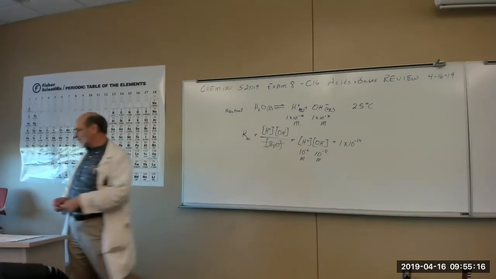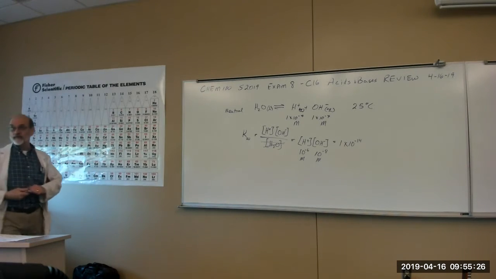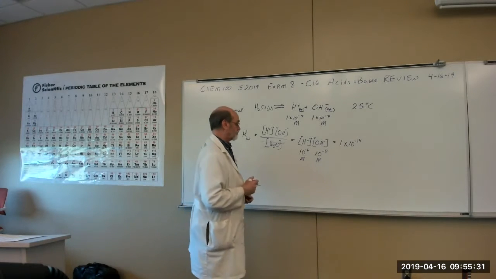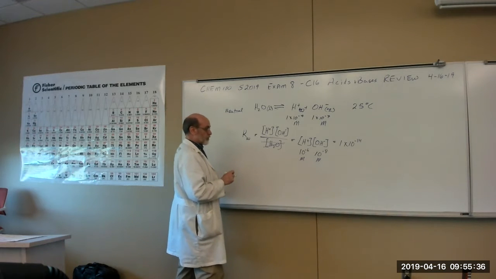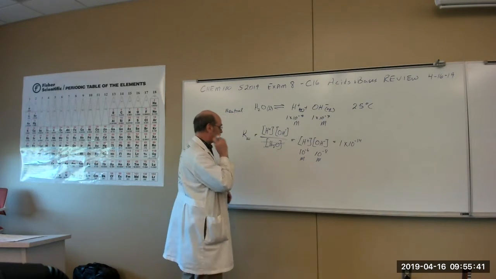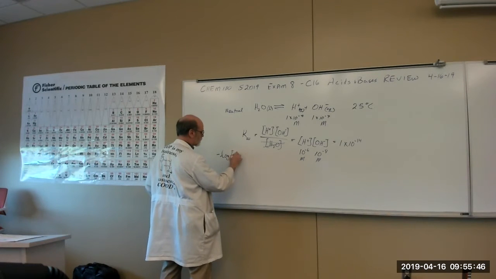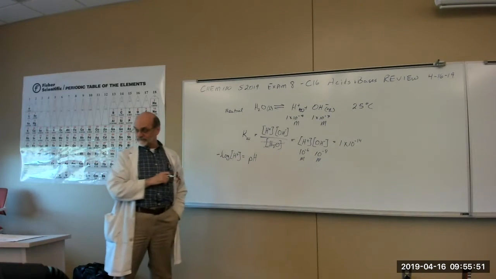But there was a scientist by the name of Sorensen that just said, I don't like using all these big numbers. So he invented a logarithmic system to make it easier to manipulate the numbers. He called it the P system. And what he would do was, he would take the negative log, and he started with hydrogen ions. He would take the negative log of the hydrogen ion concentration and call it pH. Okay?